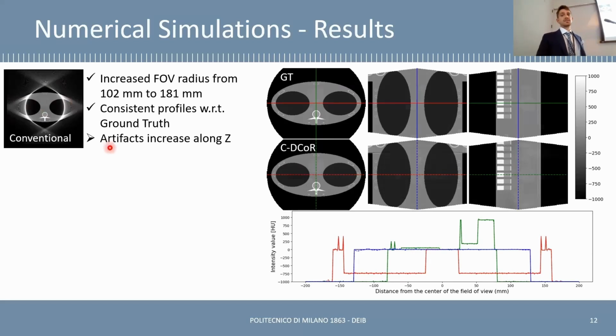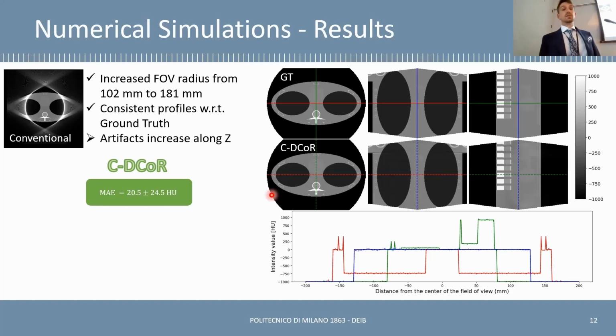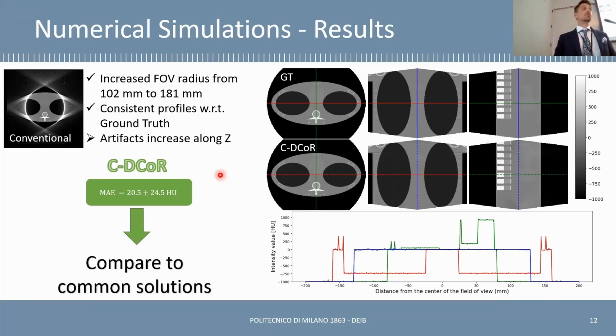We extracted profiles from the central slice, the axial, coronal, and sagittal slices, which are conformal with the ground truth, which is the first row represented here. So qualitatively, we were quite happy. There is a degradation which is consistent with the FDK approximation along the axial direction. Maybe here it's not well represented, but it's consistent. So we decided also to calculate the mean absolute error. And this didn't give much information by itself. So we decided to compare the method with more conventional solutions.